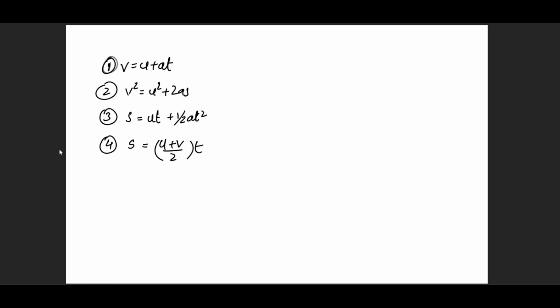Now, all of these equations assume that the value of acceleration is going to be constant, right? So it will be a uniformly accelerated motion, which means that the value of A in all these equations will not change.